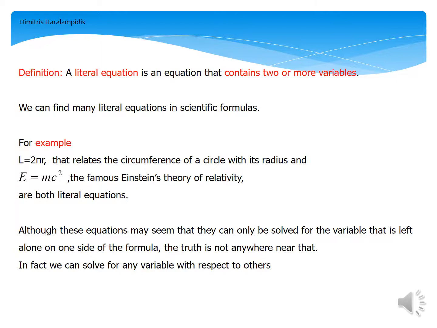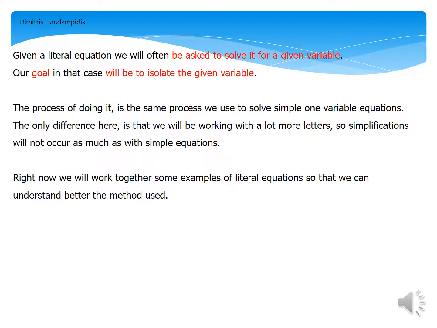Although these equations may seem that they can only be solved for the variable that is left alone on one side of the formula, the truth is not anywhere near that. In fact, we can solve for any variable with respect to others. Given a literal equation, we will often be asked to solve it for a given variable. Our goal in that case will be to isolate the given variable. The process of doing it is the same process we use to solve simple one-variable equations.